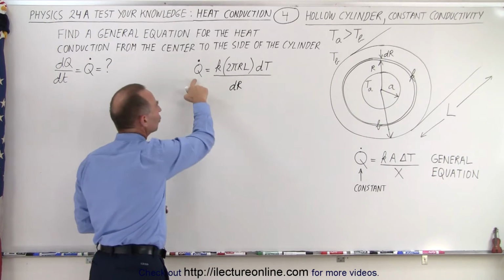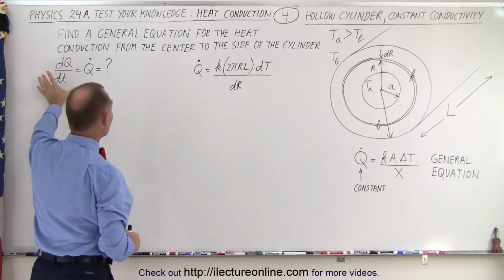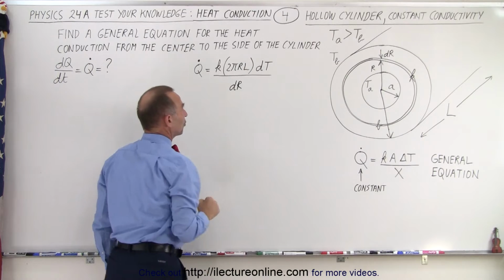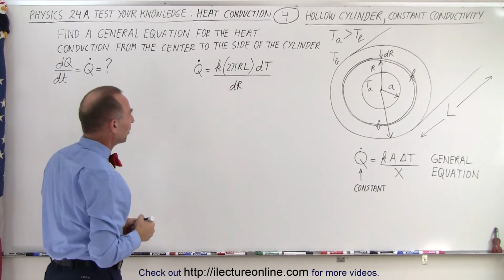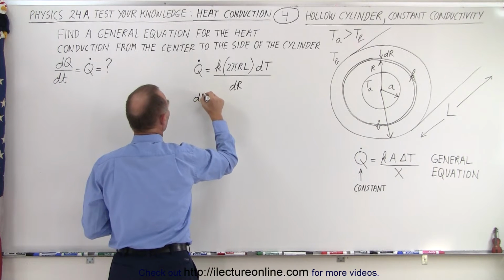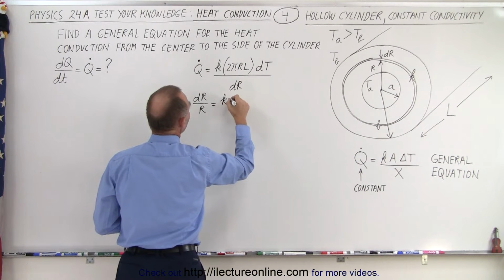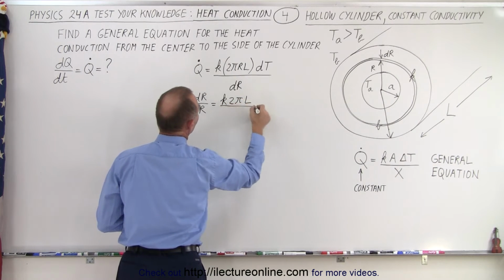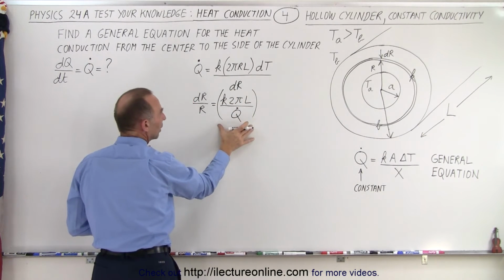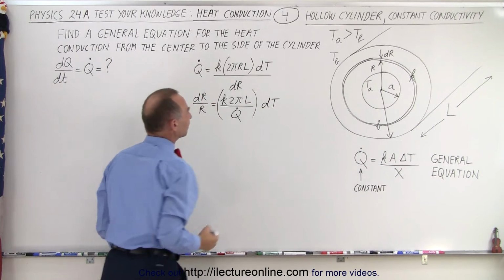Now notice, since Q dot is a constant, even though Q dot is dQ/dt, the only variables are the radius r and the temperature T, so we have to separate the variables. Let's do that, which means on the left side we end up with dr over r, and that equals, here we keep k 2 pi L divided by Q dot, and notice that this quantity is all a constant. Every item in here is a constant, and on this side we have dT.